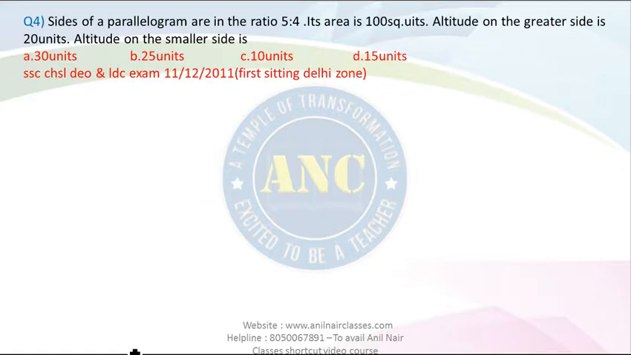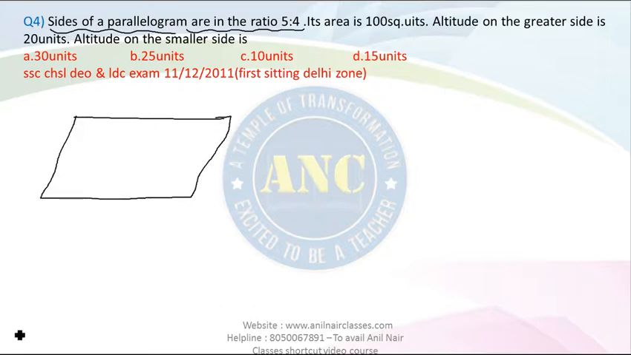Question number 4. A very good question. Listen to this carefully, sir. Question number 4 is: sides of a parallelogram are in the ratio 5:4. Okay, let me draw the diagram so that it becomes easier for you to understand. Now, there is a parallelogram. Diagram is not drawn to scale. Let me erase this line and write it one more time a little neatly, sir. Okay, the question says sides of a parallelogram are in the ratio 5:4. That means if I take this base B1 as 5, I will take the other base B2 as 4. 5:4 is what they are saying.